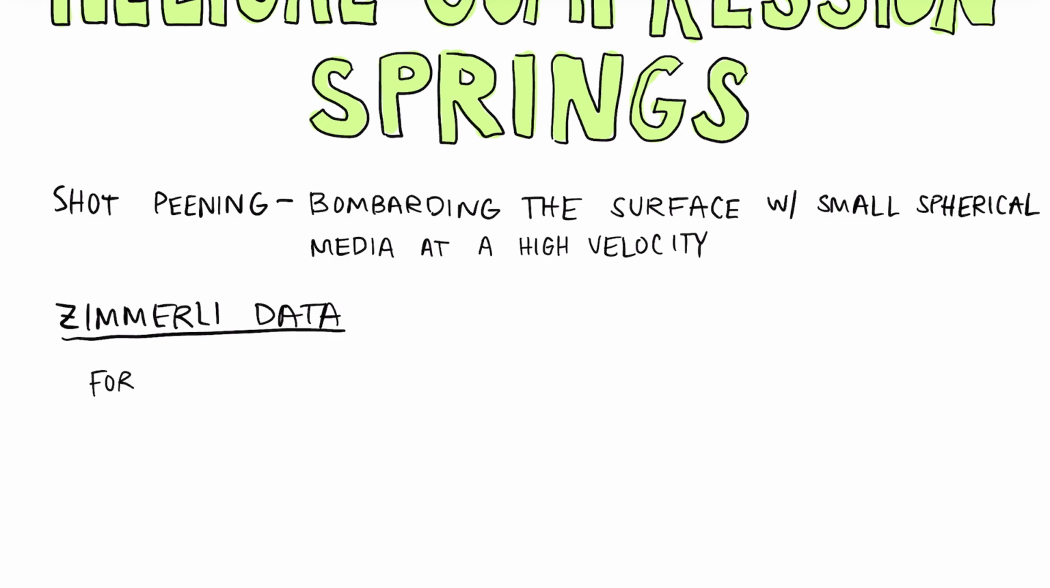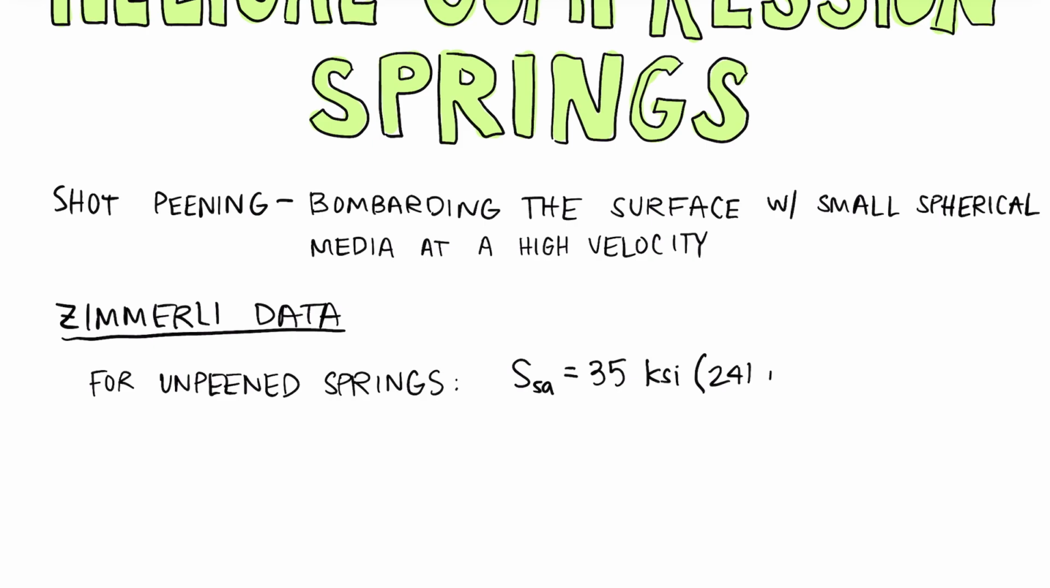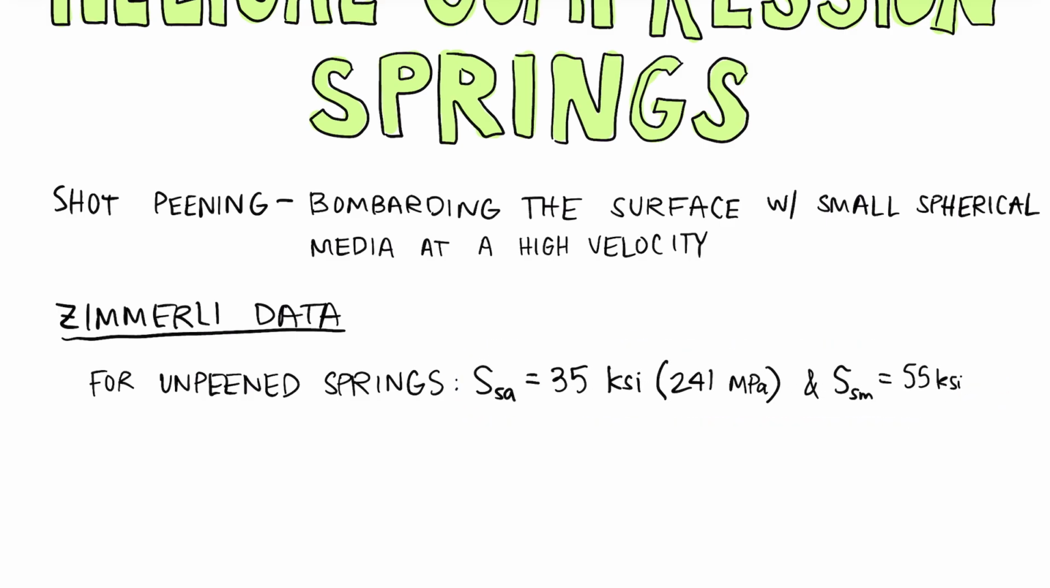So for unpeened springs, we have a shear alternating strength of 35 KSI or 241 megapascals, and a shear mean stress of 55 KSI or 379 megapascals.